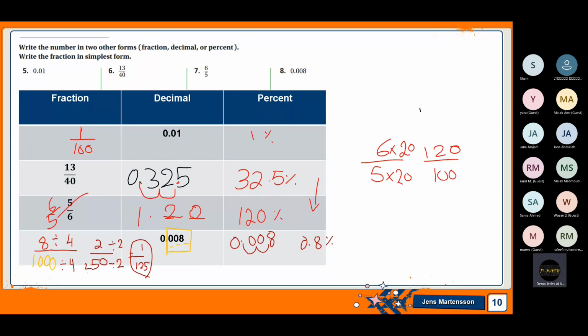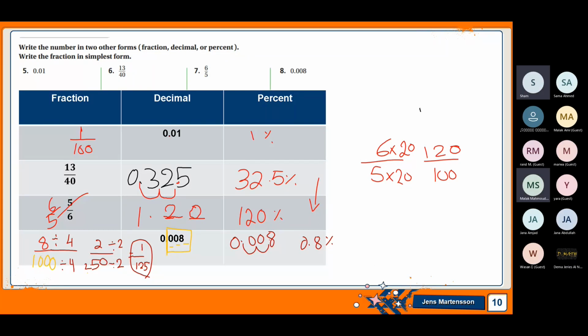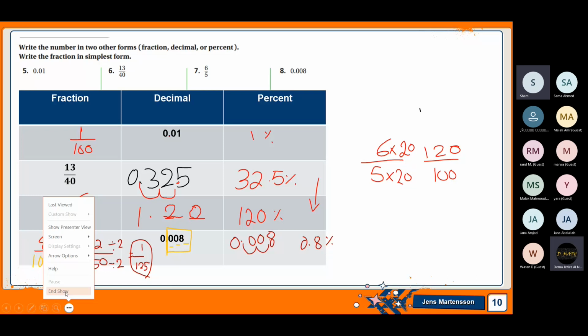Now, Malak Amr, you didn't understand? Yeah, I don't understand the lesson. All of it? But see, I want you to rewatch the video. If you didn't understand, ask me on Telegram. Teacher, I will send the picture that you said for us to solve. I already sent it in the group.